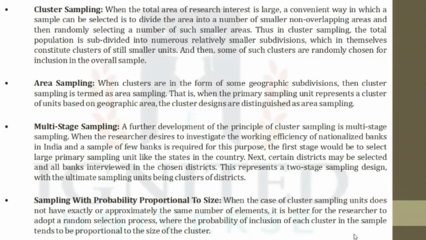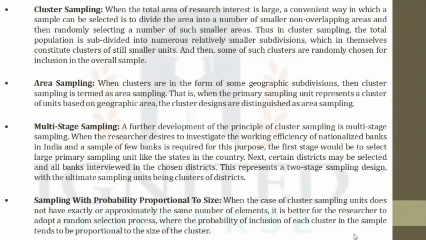But in cluster sampling, the clusters are heterogeneous. However, we can expect similarity between the different clusters. Area sampling is the extended version of cluster sampling, wherein the clusters are in the form of some geographic subdivisions. They can be used in analyzing the different districts. Area sampling can also be used in Google Maps.